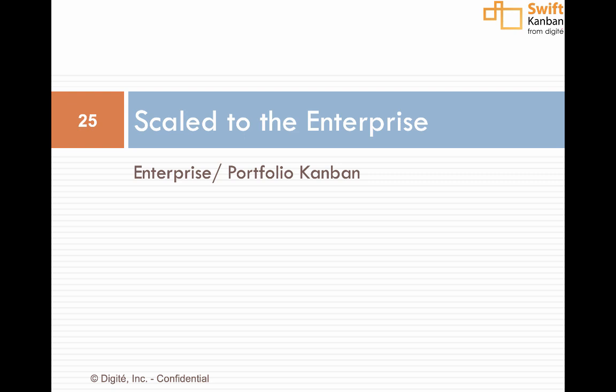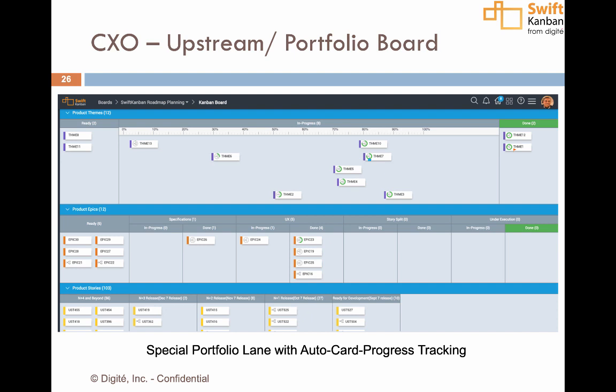Finally, our enterprise portfolio Kanban capability really helps you scale agility and Kanban to the enterprise. We have several interesting features that help you really define and manage a portfolio really well. We have a portfolio lane capability that helps you automatically move parent cards based on the progress of the child cards. So depending on the kind of hierarchy that you set up, whether it is portfolio, program, project, or epic, feature, user stories, you can automatically see the progress of these on this portfolio lane based on the performance of the underlying child cards.